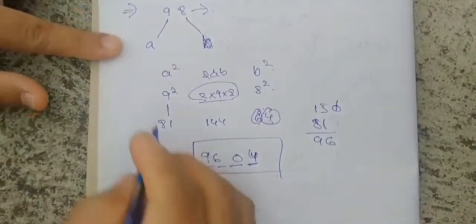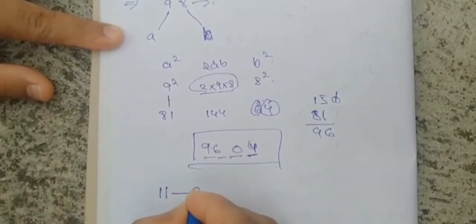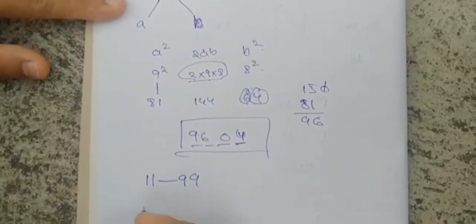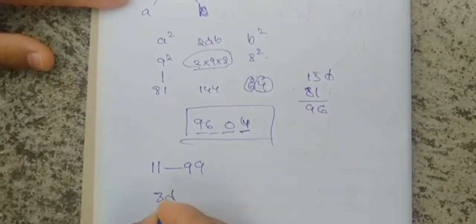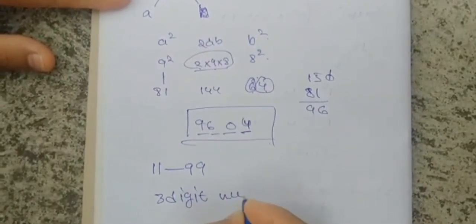So like this we can calculate from 11 to 99. In the next video I'm going to show you how to find the square of a 3-digit number.